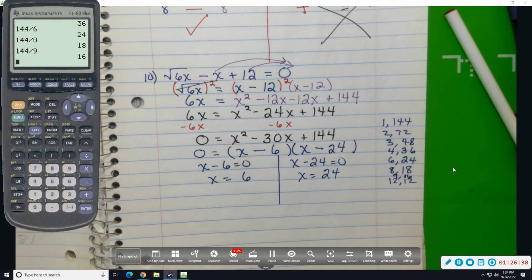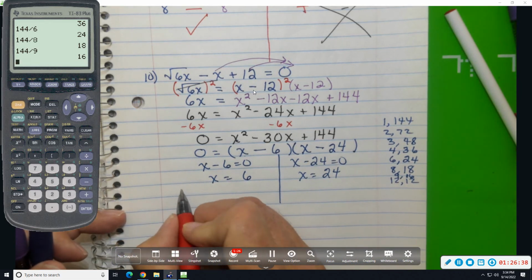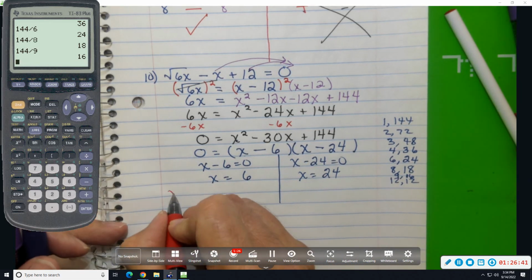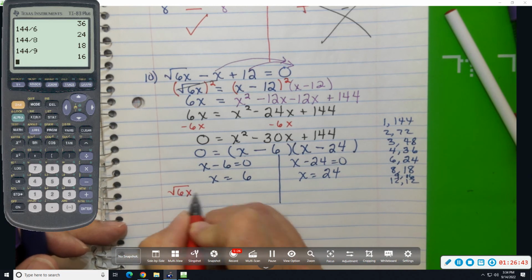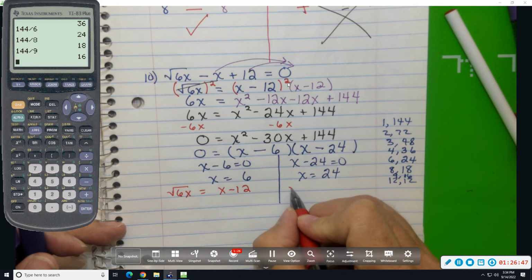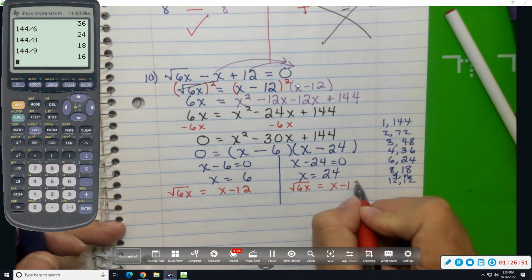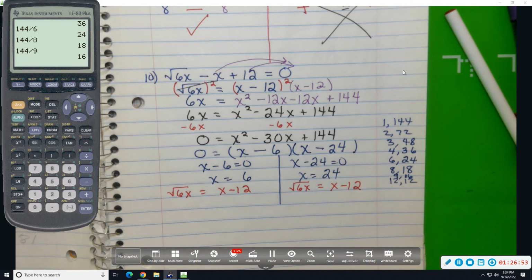And for this one in particular, I think it's easier to check where it's been isolated. So the square root of 6x is equal to x minus 12. This is where I'm checking. Do not check once you've squared it, because once you've squared it, the even exponents have been added, and of course it's going to work. You have to check the version that still has the radical.